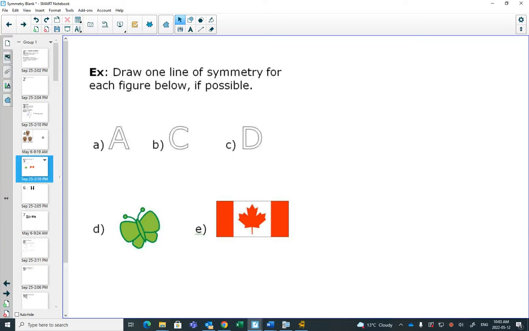So we got 3 letters there. Do they have a line of symmetry? Yes or no? And can you draw the line of symmetry for those 3 letters? Do any of them have more than one line of symmetry? You're just supposed to draw the line of symmetry.